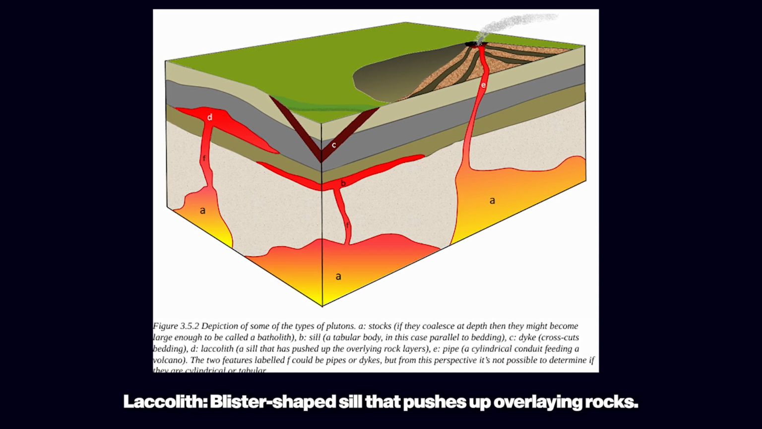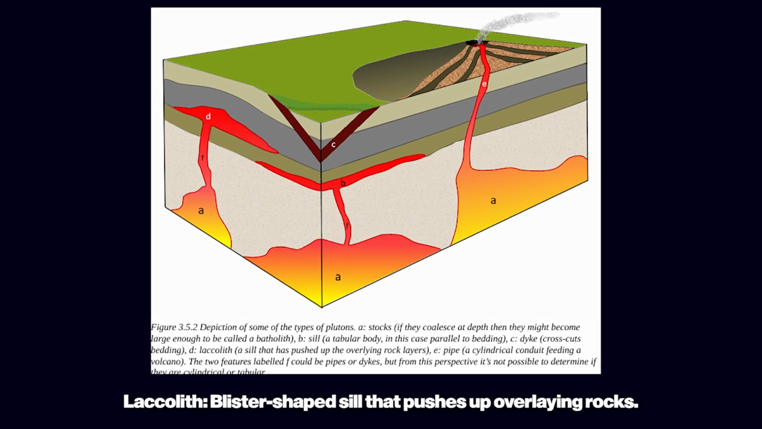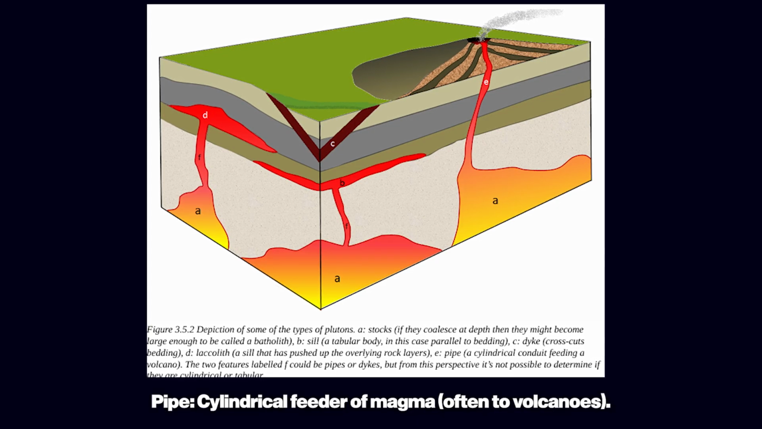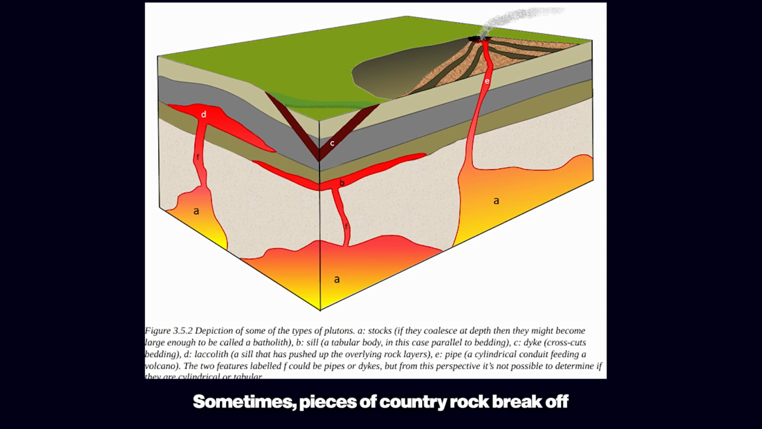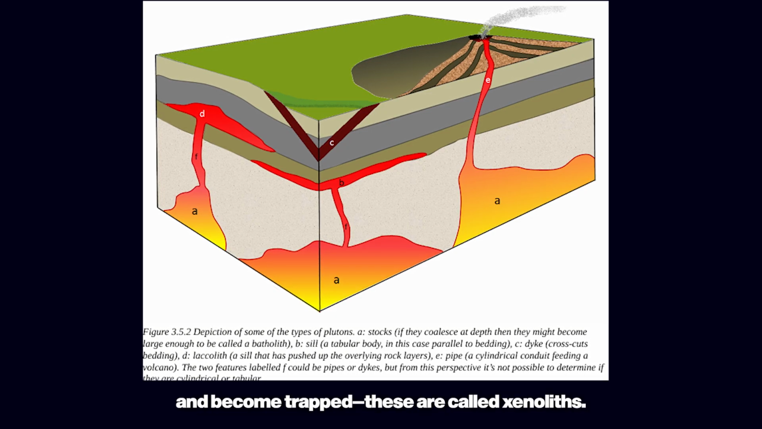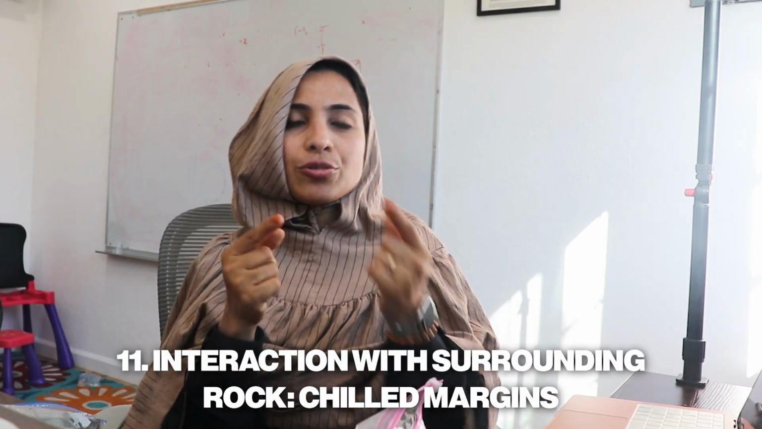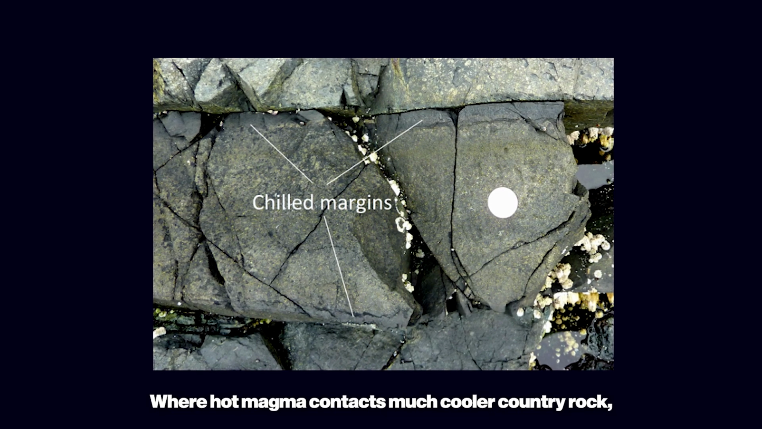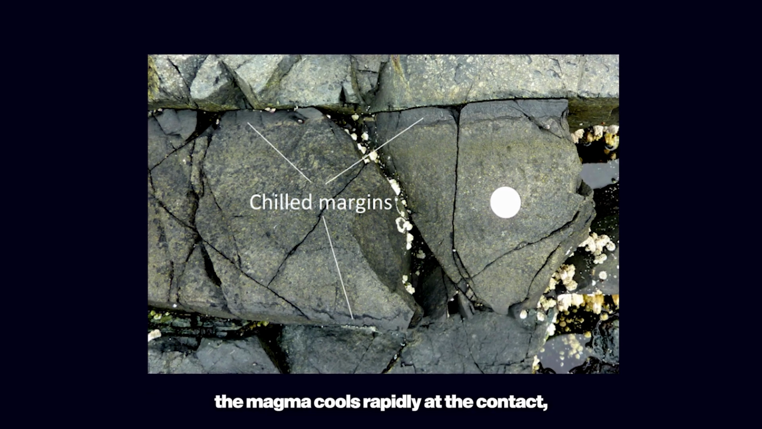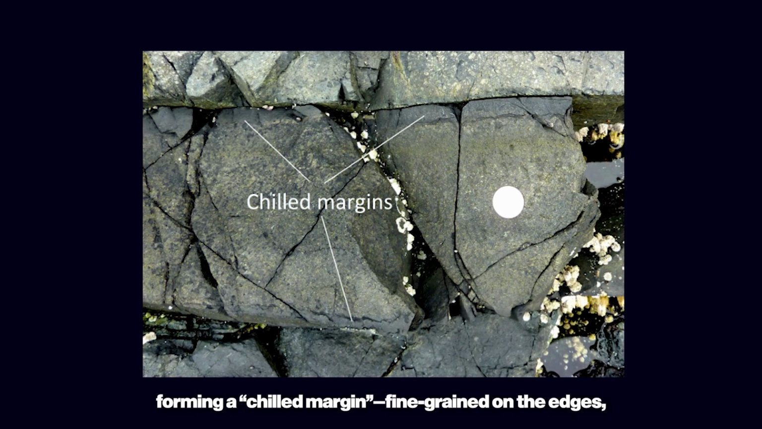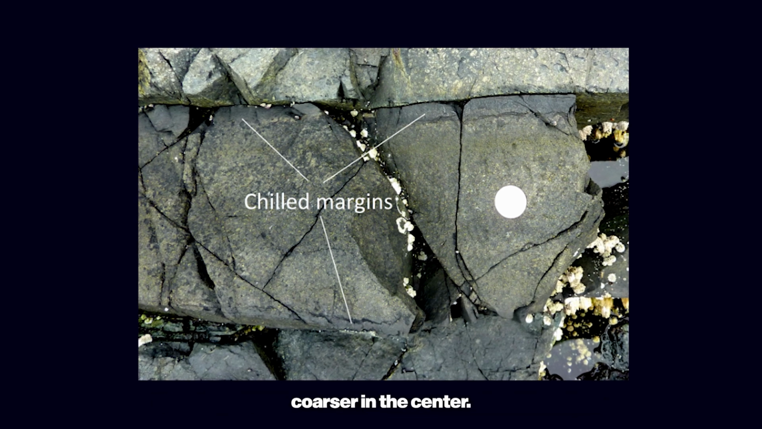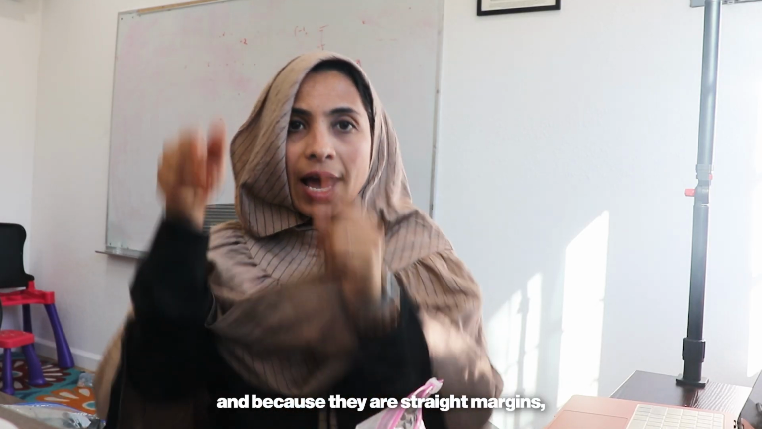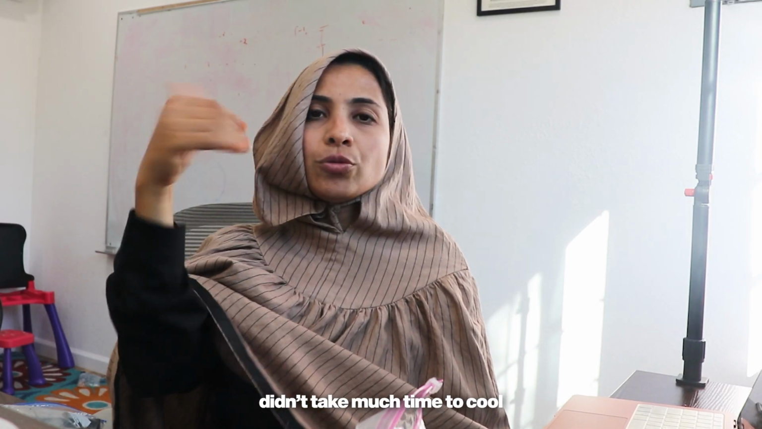A laccolith is a blister-shaped sill that pushes up the overlying rocks. A pipe is a cylindrical feeder of magma, often to volcanoes. Sometimes pieces of country rock break off and become trapped. These are called xenoliths. Now, interactions with surrounding rocks: chilled margins. Where hot magma contacts much cooler country rock, the magma cools rapidly at the contact, forming a chilled margin, fine grained at the edges and coarser inside. Remember, coarser crystals had more time to cool, so your crystals can be seen, while at the chilled margins there wasn't much time to cool, so they're finer grained at the edges.